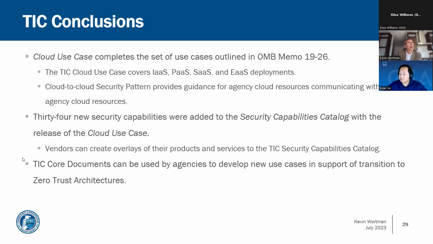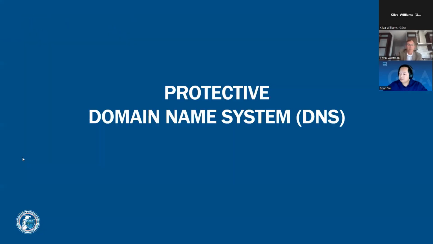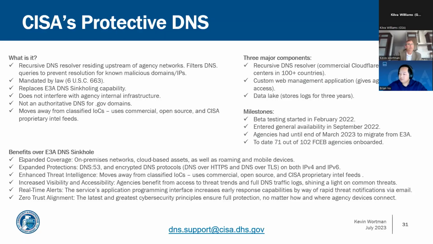34 new capabilities were added to the capabilities catalog, which required us not only to release the cloud use case and the security capabilities catalog, but to update the branch office and remote user use case to incorporate those security capabilities and provide specific guidance around how to use them in those use cases. Our core documents can be used by agencies to develop new use cases in support of your transition to zero trust architectures. Next slide, please.